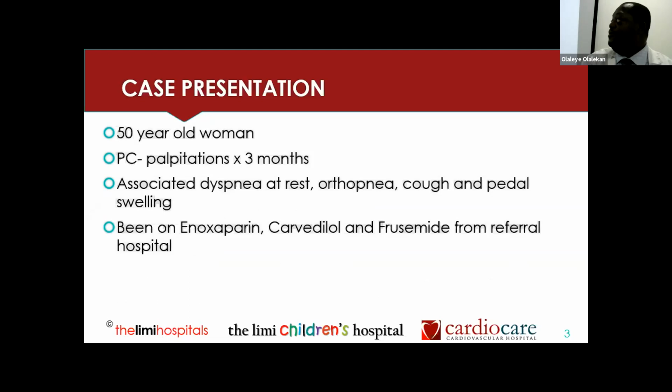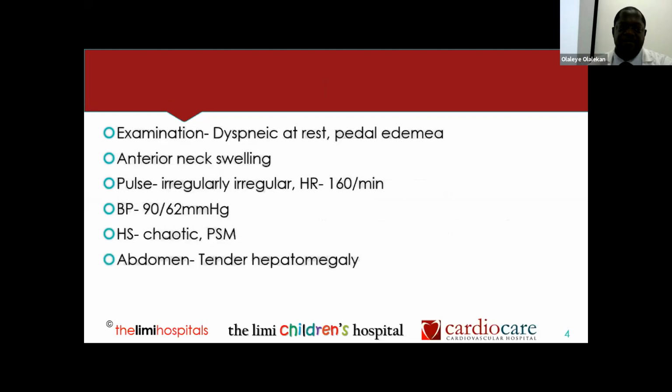The case I'm presenting is that of a 50-year-old woman who presented to us about 3 weeks ago. She was referred from a peripheral center with 3 months history of palpitation, with associated dyspnea. She had orthopnea, cough, and leg swelling. She has been on clexane, carvedilol, and furosemide before we saw her.